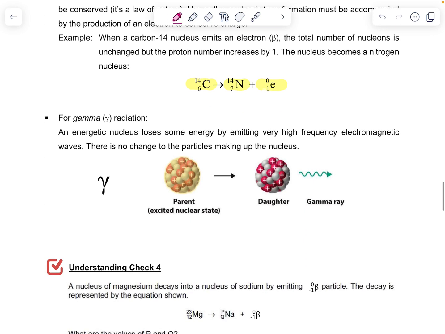For gamma radiation, the energetic nucleus loses energy by emitting a high-frequency EM wave. And this high-frequency EM wave is the gamma ray.